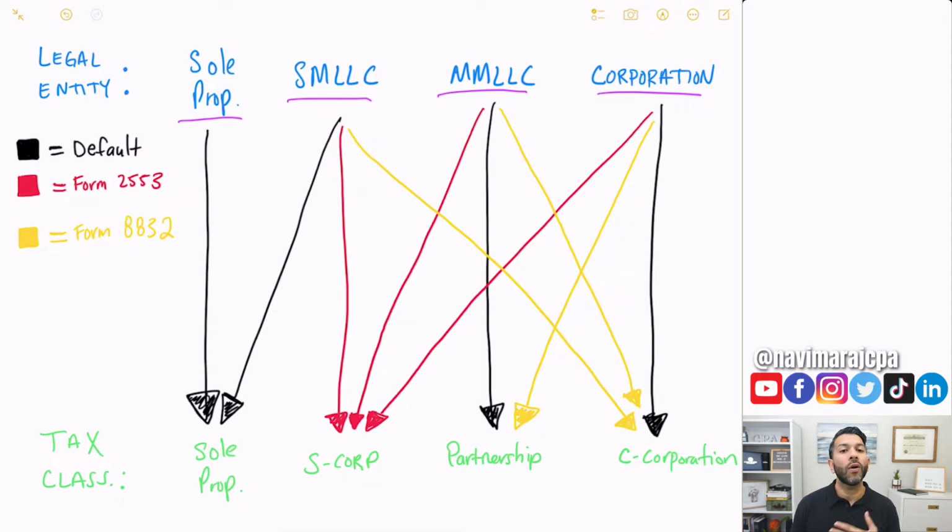There are also tax classifications, and these are different than the legal entity type, right? So the tax classifications here are sole proprietorship, S corporation, partnership, and C corporation, all right? Now, the legal entity types, those are actually formed at the state level, not at the federal level. So you typically would go to your state's Secretary of State website to form any of the entities that you see here across the top of my iPad.